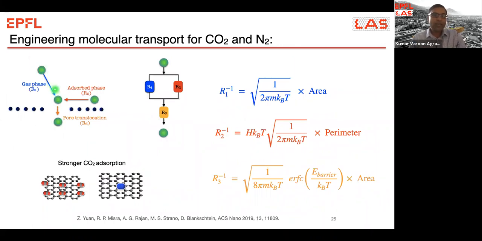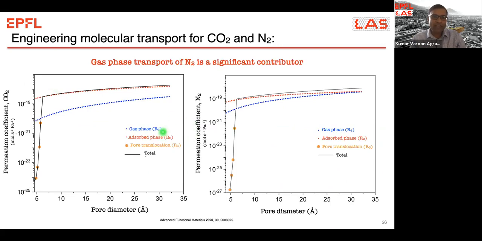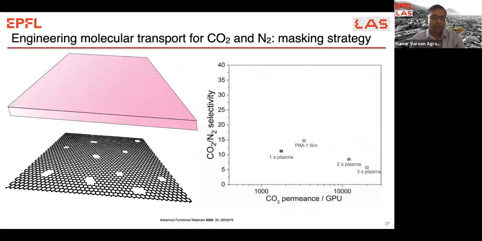So we said, can we then stop this gas phase transport and benefit further in terms of selectivity between CO2 and nitrogen? My student came with a simple idea: why don't we mask the graphene lattice with something that is CO2 permeable, right? For this, we took a polymer film. This is a polymer with intrinsic microporosity. This already has very attractive CO2 nitrogen selectivity, as you can see here, and a pretty decent CO2 permeance.